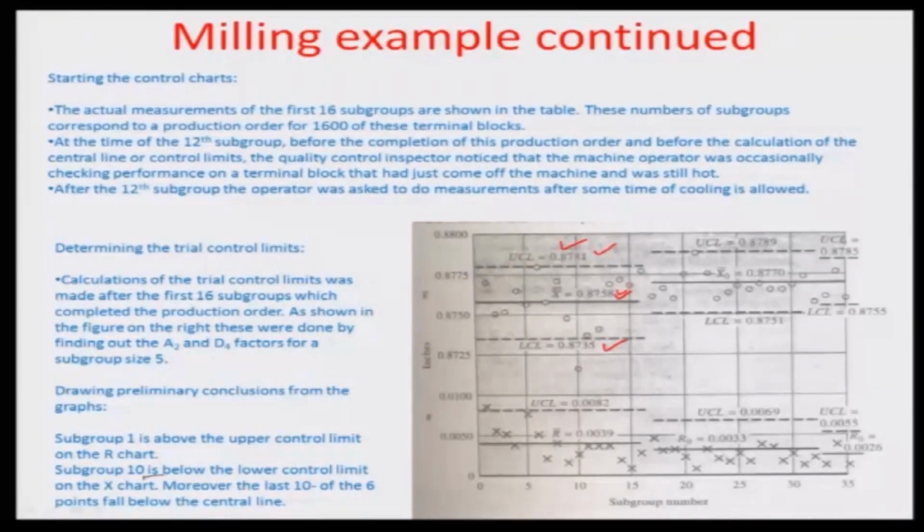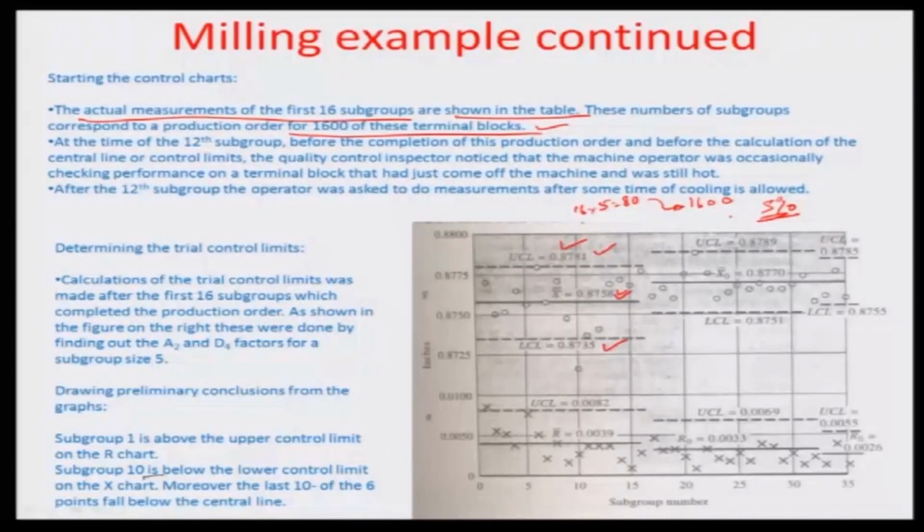So, the actual measurements of the first 16 subgroups are shown in this particular table. The number of subgroups corresponds to a production order of 1600 of these terminal blocks. Therefore, the subgroups correspond to 16 times 5, about 80 parts, which is about 5% of the 1600. So, that is exactly compliant with the norm of recording 5% of the total production as decided in the control chart scheme.